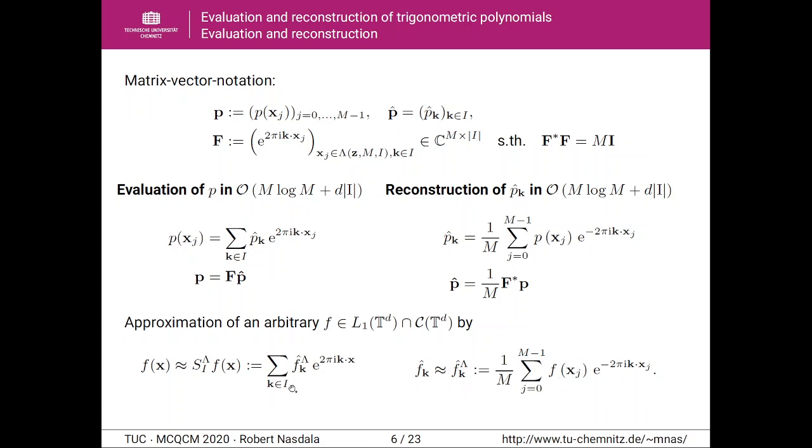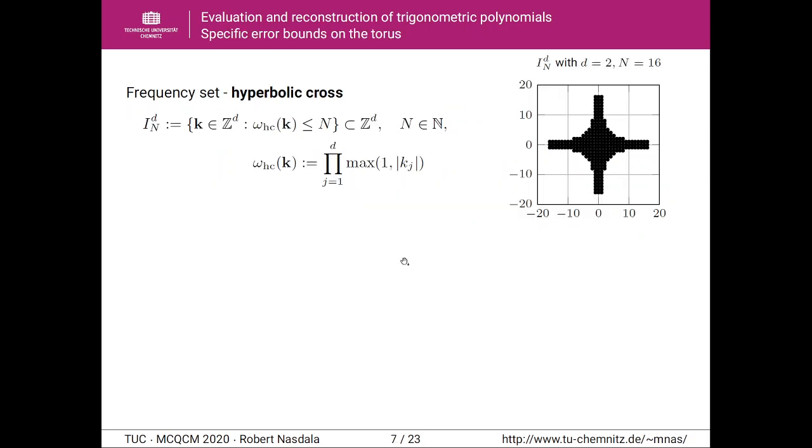And now I told you before, we need a specific kind of frequency set, and these are hyperbolic crosses. Those are simply nodes in Z^d, which are filtered by this weight function, where we take the entries of k and form a product of the maximum of 1 and the absolute values of the entries of this k. And in case of d equals 2 and N equals 16, we end up with this set.